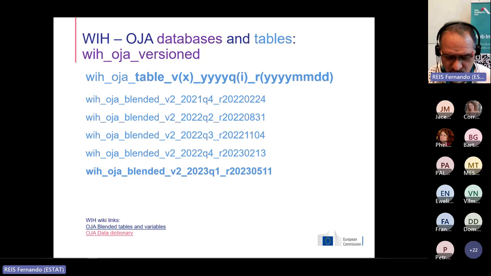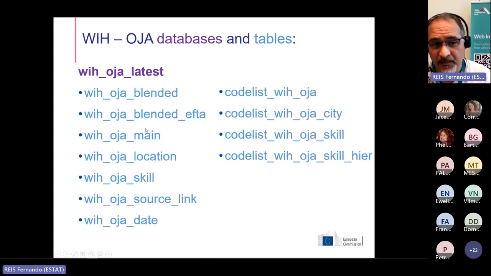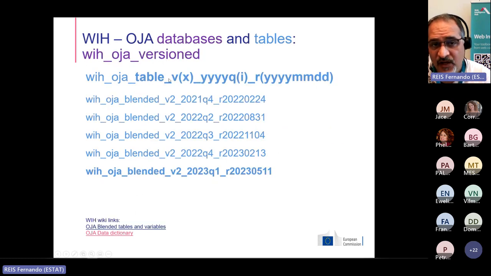We want to assure that you have some reproducible results. So if you understand the way we are naming the tables, then you can make sense of it. We start with OJA and then the type of table it is, like we had before: the blended, the main, location, skill, and so on. We have the version of the table, which normally means it should be the same record structure, although we are discussing some versioning policy.